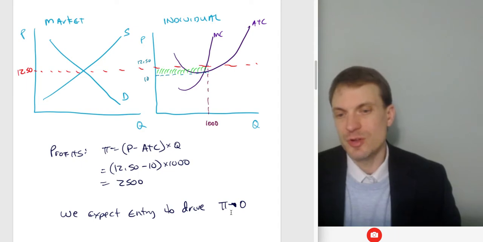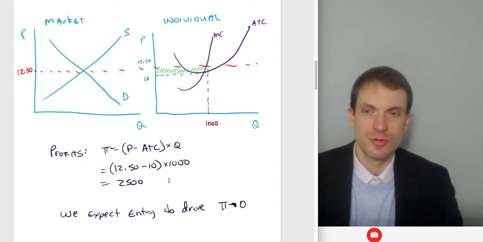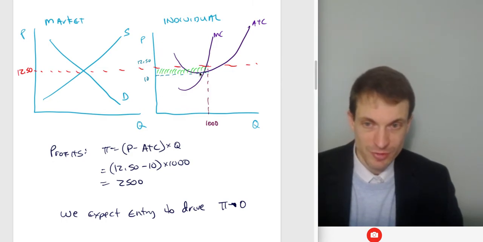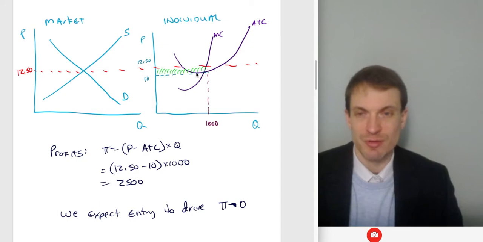We expect entry to drive profits to zero. Do we expect entry or exit? We expect entry because there's positive economic profits. We expect them to compete it away and drive profits, or drive price, down to the minimum of average total cost.